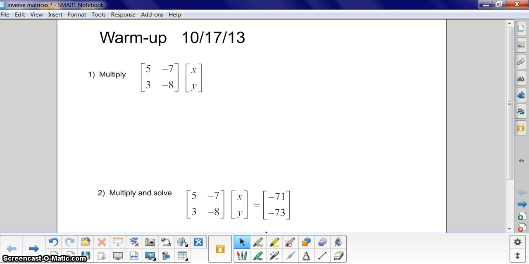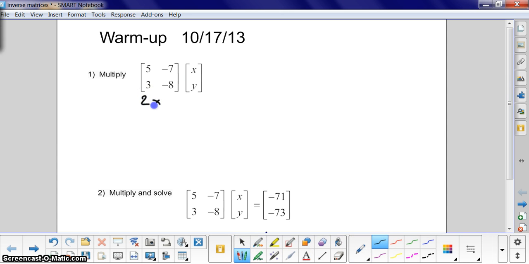The first question I'm going to ask you to work on is multiplying this 2 by 2 matrix by this 2 by 1 variable matrix. It is possible because if you look at it, you can see 2 rows, 2 columns being multiplied by 2 rows, 1 column. Since the number of columns here and the number of rows here are the same, we know that our final matrix is going to be a 2 by 1 matrix.